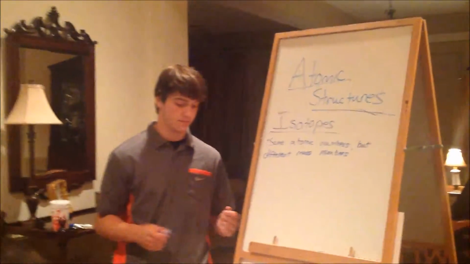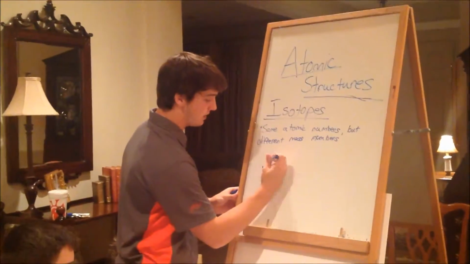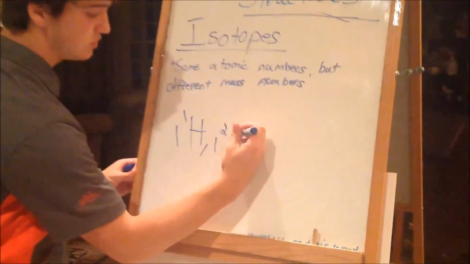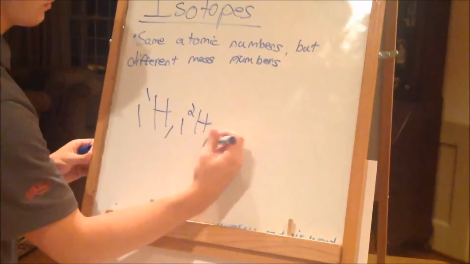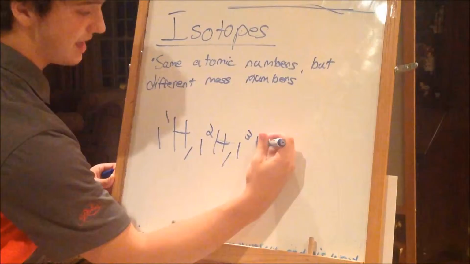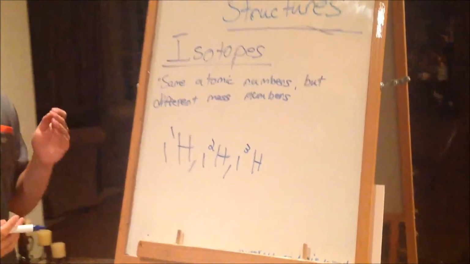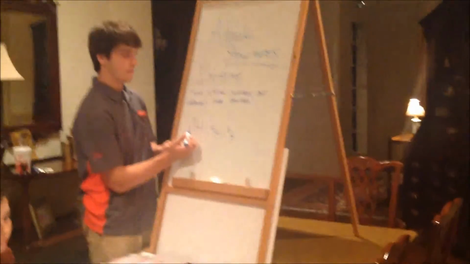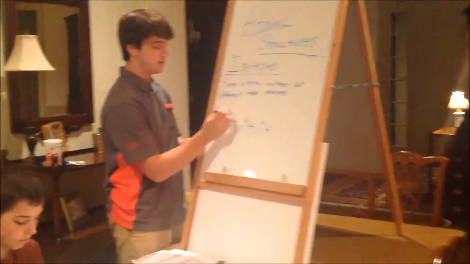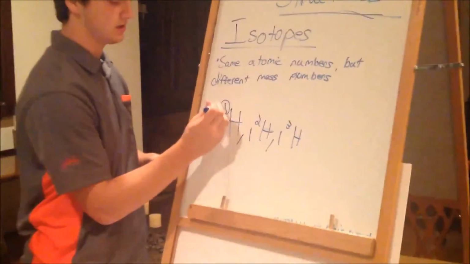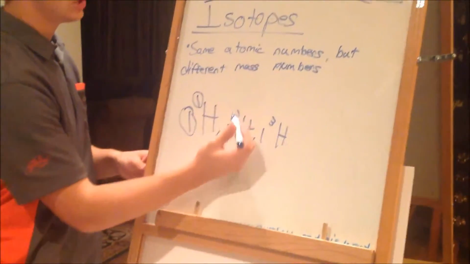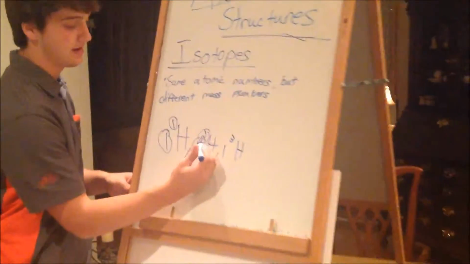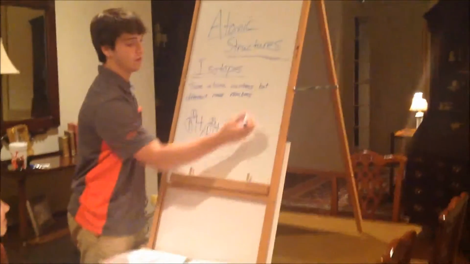For example, 1 1H, and then 1 2H, then 1 3H. This can be classified as an isotope because when you add the protons and the neutrons together, it gives you 2. And then when you add the protons and the neutrons again, it gives you 3, and so on and so forth.